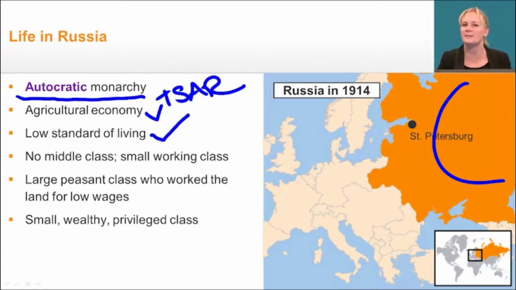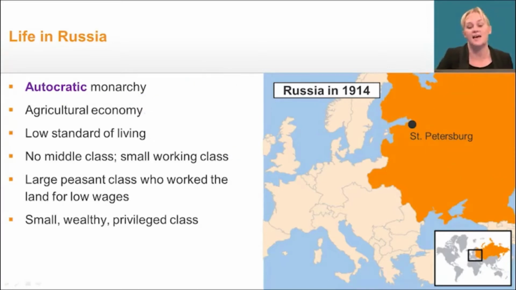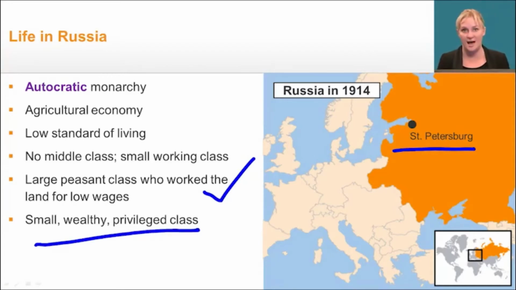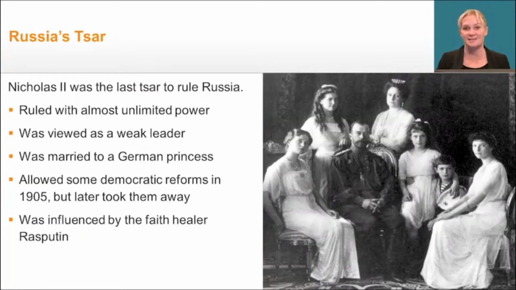Remember, we're always talking about cause and effect. Keep that in mind. There was no middle class, and there was a very small working class, and they lived in St. Petersburg, where all the industry was being kept. There was a large peasant class, and they worked that land for very low wages. And there was a very small, very wealthy, privileged class. However, no one was more wealthy or privileged than the Tsar and his family.